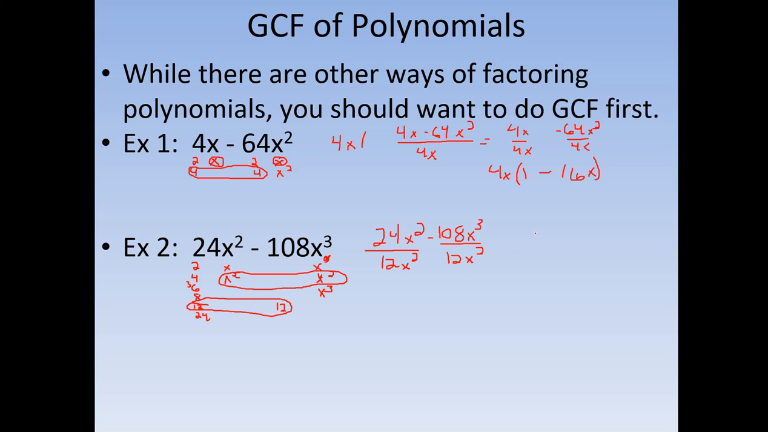24 divided by 12 is 2. X squared divided by x squared cancels out. 108 divided by 12 is 9. X cubed divided by x squared is x. And we're left with 12x squared times 2 minus 9x.